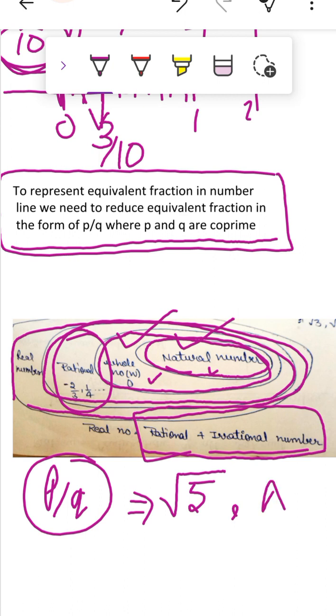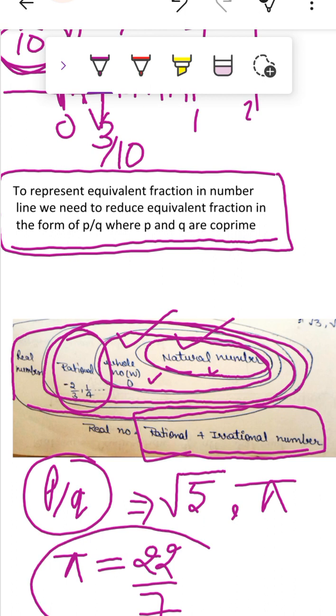Now pi is again an irrational number. Why? We know that the value of pi is 22 by 7, so it should be a rational number, right? No, it is not a rational number. Why? Because this is not the exact value of pi. We can assume that pi is equal to 22 by 7. It is just an equivalent value, but it is not the exact value of pi. So we can say pi is an irrational number.